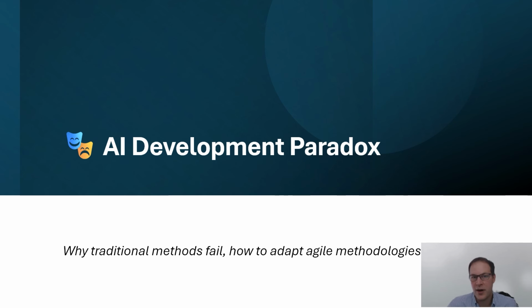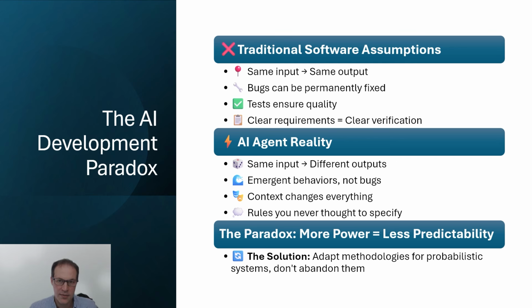Let's start from the development paradox. How are AI agents different from building traditional software? Traditional methodologies, waterfall, agile, doesn't really matter, they all assume certain things. Same input gives same output. Bugs can be fixed definitively. Test coverage ensures quality, and requirements can be specified and fully verified. AI agents break every one of these assumptions. This creates what I call the AI development paradox. The more powerful your agent, the harder it is to manage with traditional approaches.